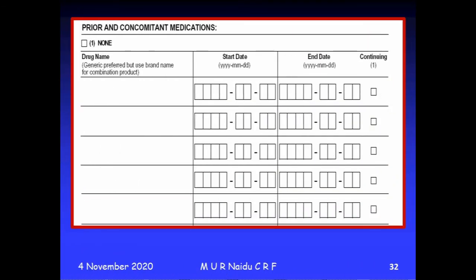Then prior and concomitant medication is very, very important. You have to note down in detail all the drugs the participant has used or is using, with the date when he started, and whether he is continuing, has stopped, or is still taking it. So the history of taking medicine, either before entering the clinical trial or concomitantly, is a very important part of a protocol.